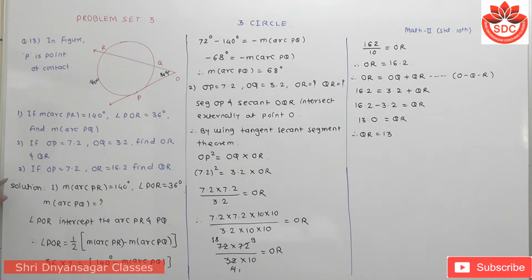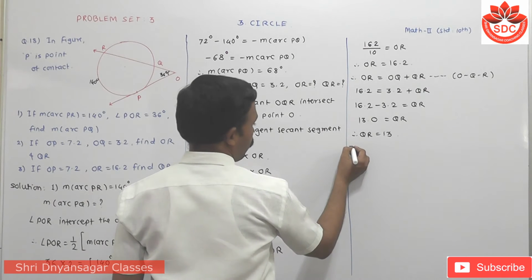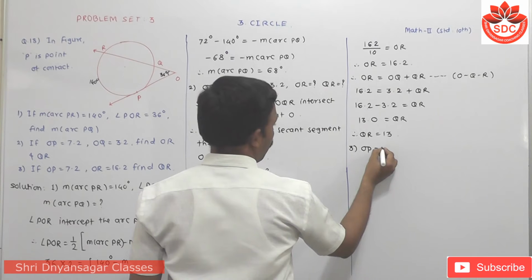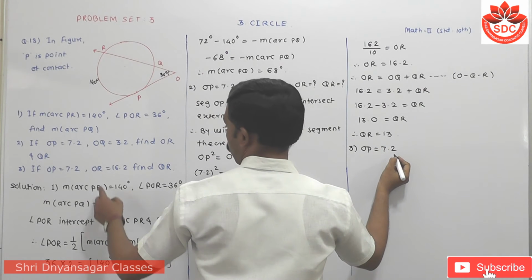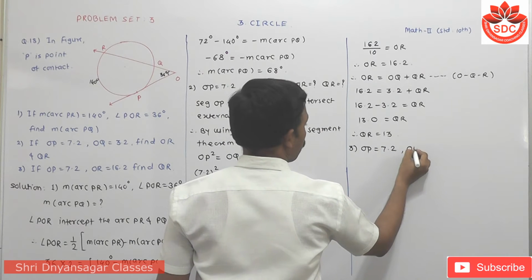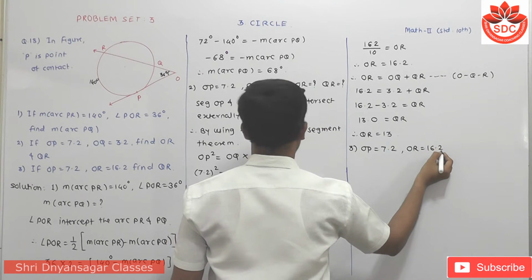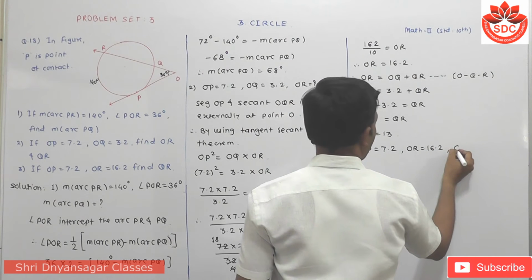Then the third one is: OP is equal to 7.2, OR is equal to 16.2, then find QR.